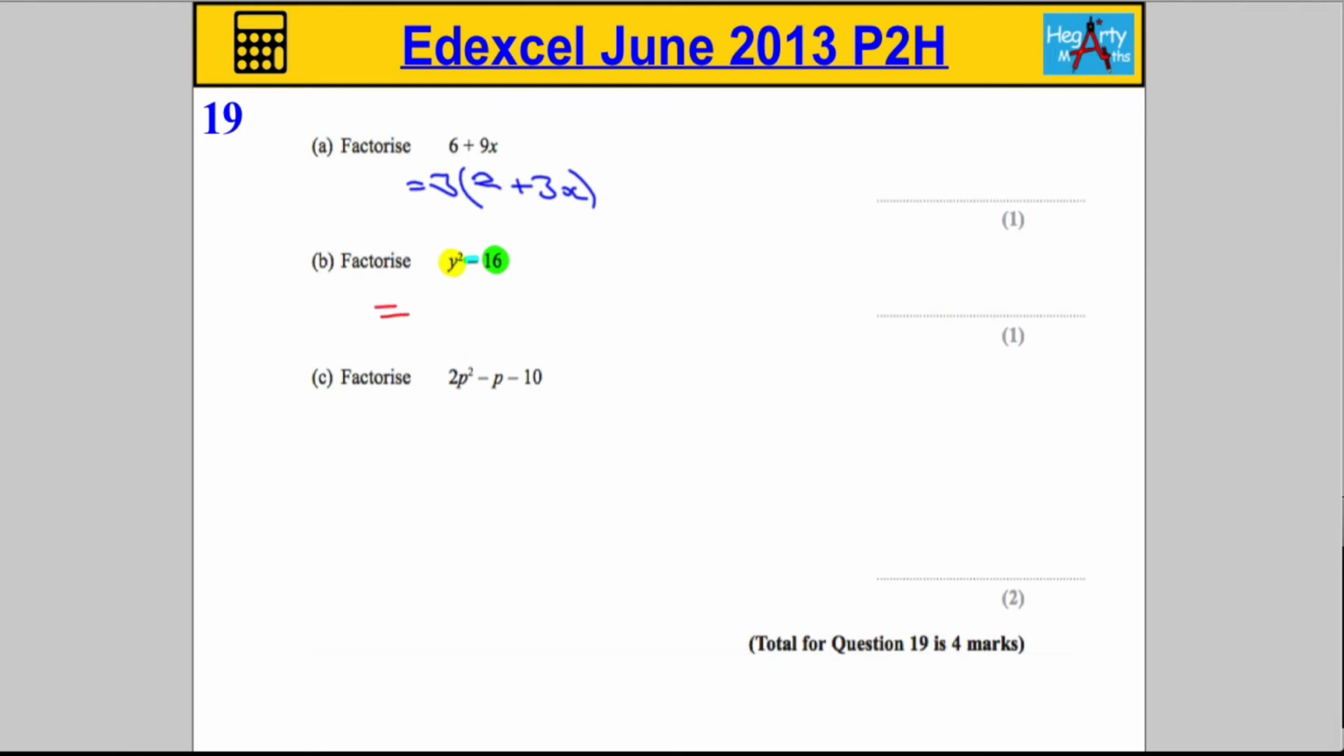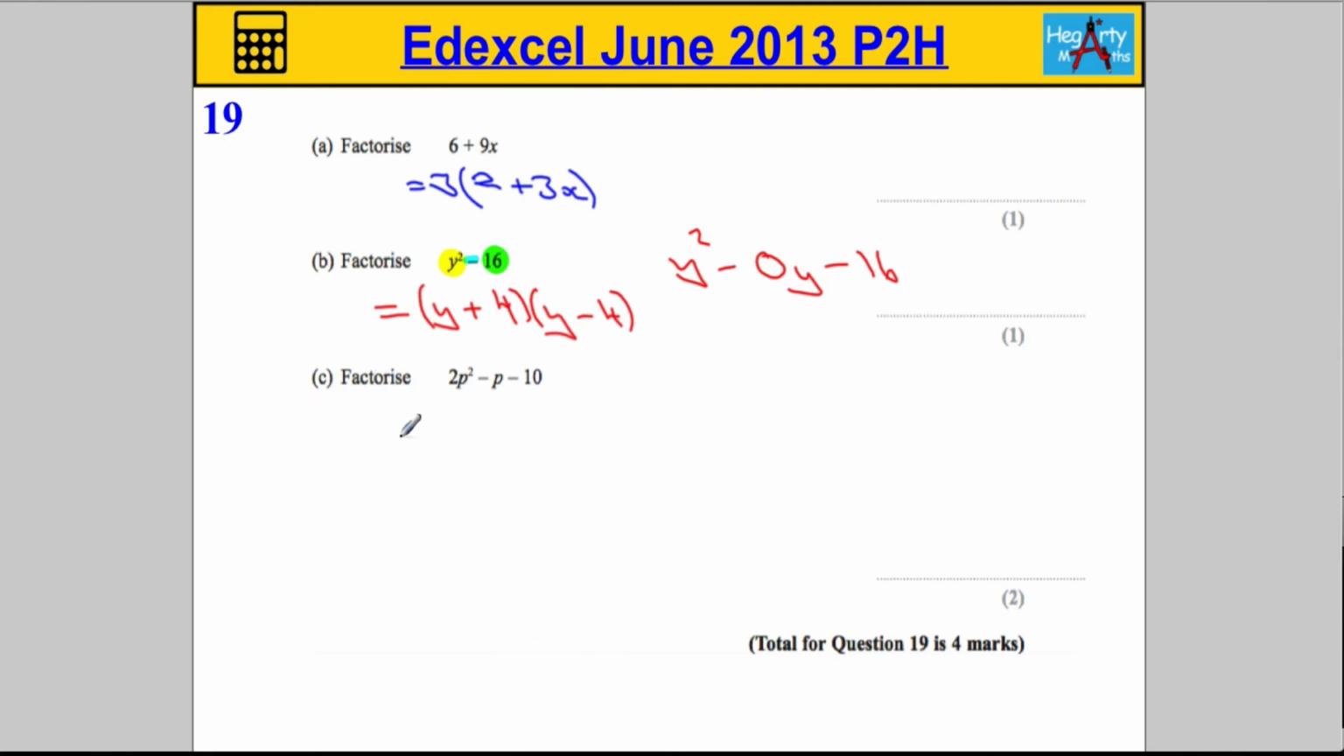And the difference of two squares always ends up in two brackets, because actually it's just a special case of a quadratic. It's this quadratic, y squared minus 0 lots of y minus 16. So two numbers that multiply to negative 16 but add to 0. We're going to have y here and y here. And the square root of 16 is 4. And we have a plus and a minus. And you'll see that if we were to expand that out and tidy it up, we're going to get y squared minus 16.